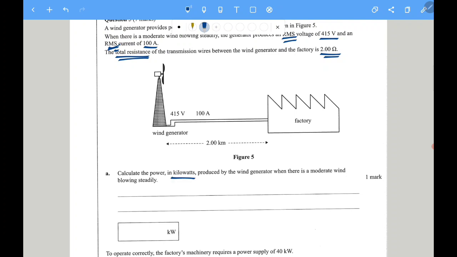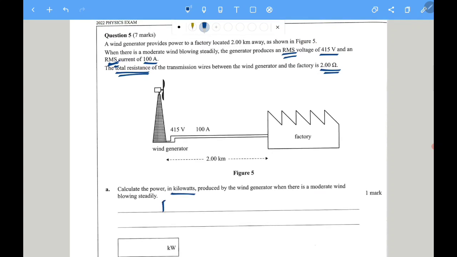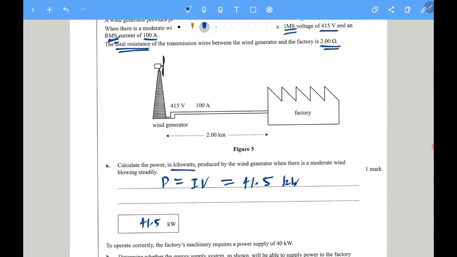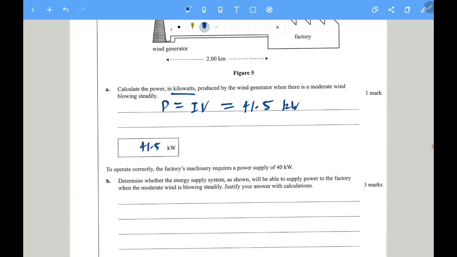We have to calculate the power in kilowatts produced by the wind generator when there is a moderate wind blowing steadily. Alright, so power is given by current times voltage. And so that will get us an answer of 41.5 kilowatts. Alright, so moving on, to operate correctly, the factory machine requires a power supply of 40 kilowatts. Determine whether the energy supply system, as shown here, will be able to supply power to the factory.